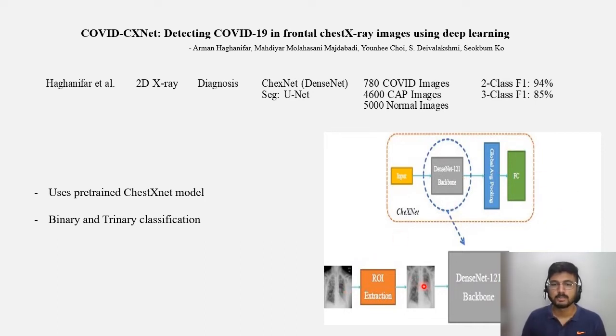After doing some pre-processing on the chest X-ray, this base model has been used in the transfer learning technique, and after that some custom CNN layers have been added, and then the final classification has been made. This was basically a binary and a ternary classification. The COVID images and the normal images were used for training, and the model was able to produce a 94% F1 score for the binary classification and an 85% F1 score for the ternary classification.